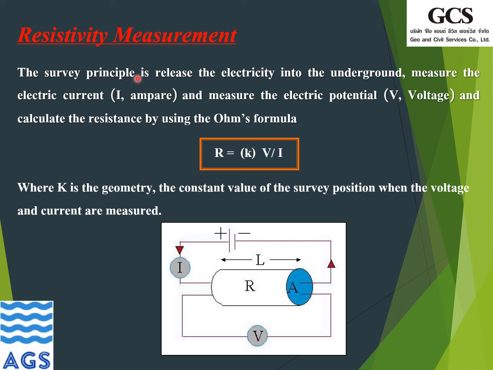The survey principle is to release electricity into the ground, measure the electric current and the electric potential, and calculate the resistance using the Ohm formula, where K is the geometric constant value of the survey position, when the voltage and current are measured.